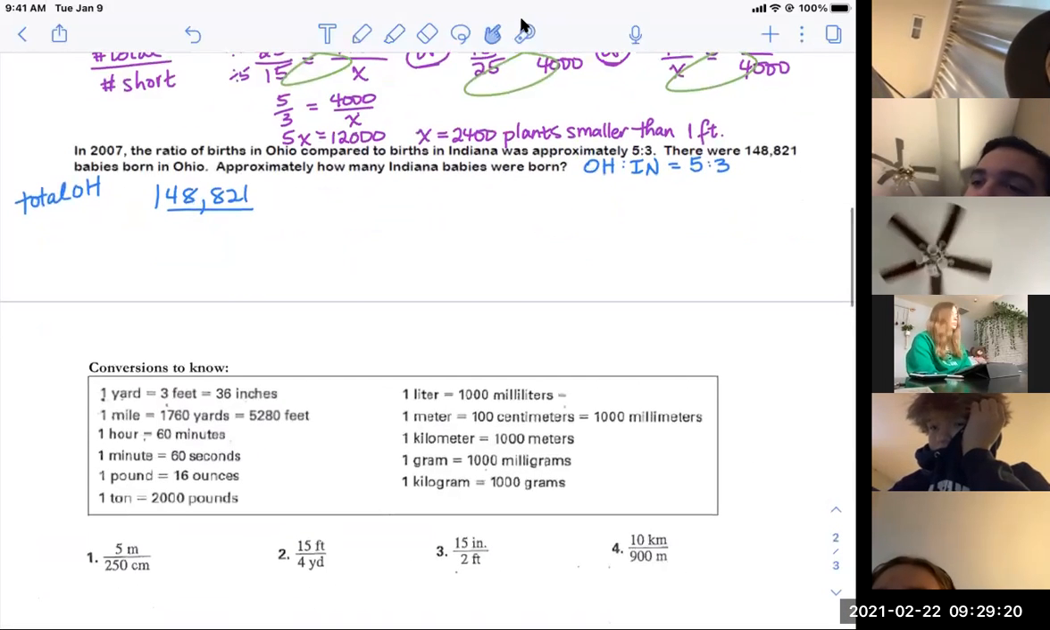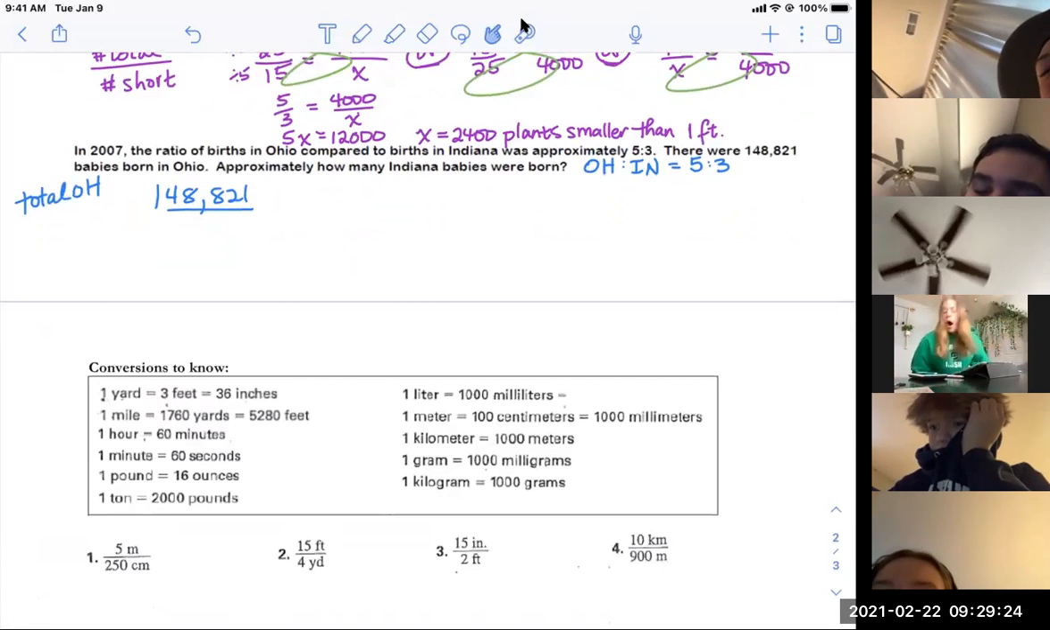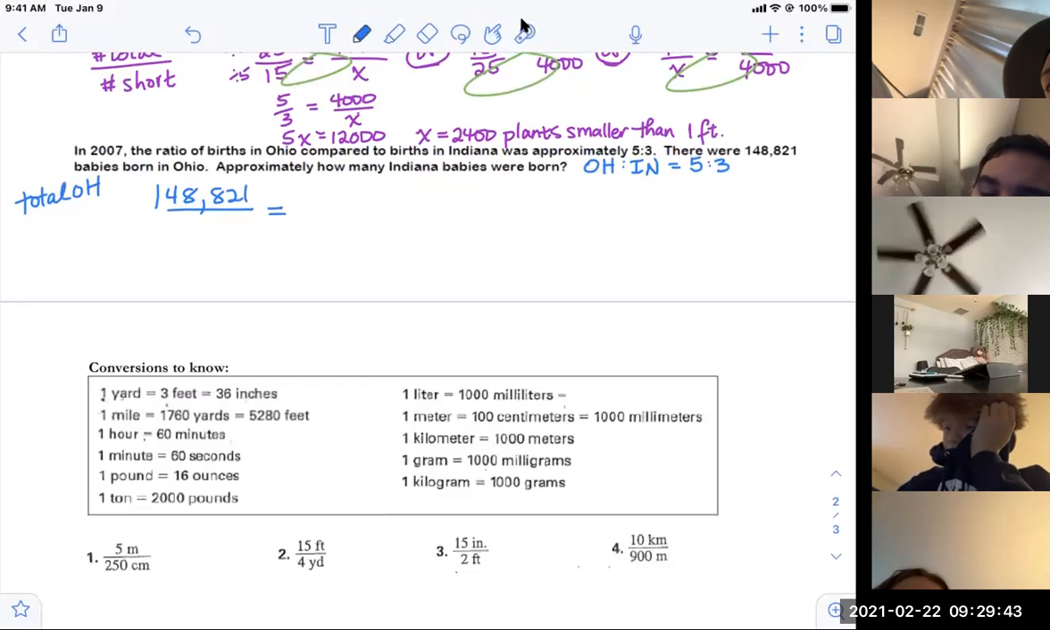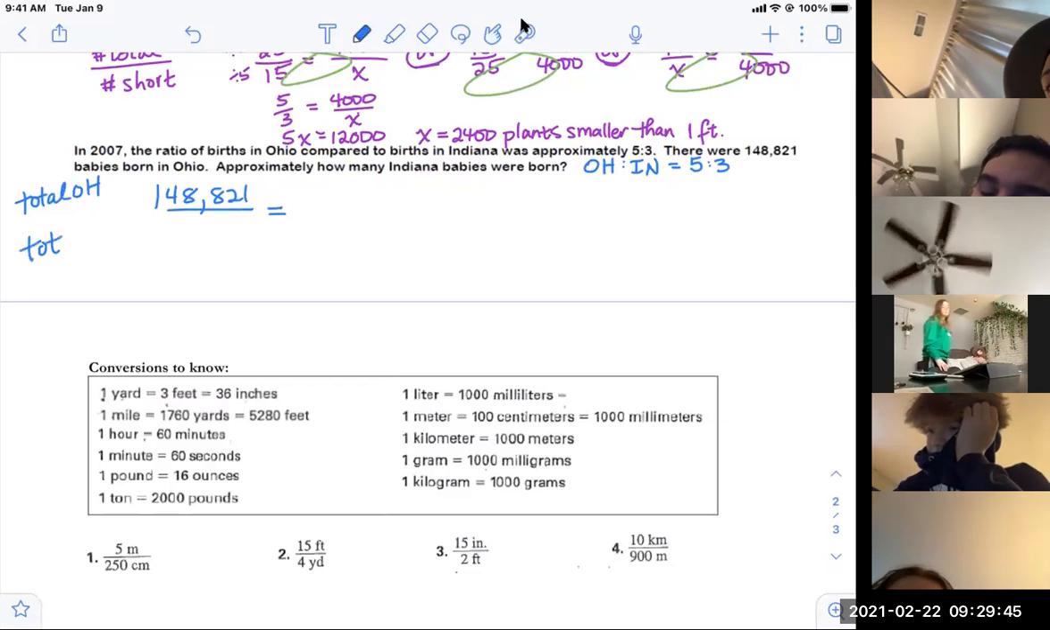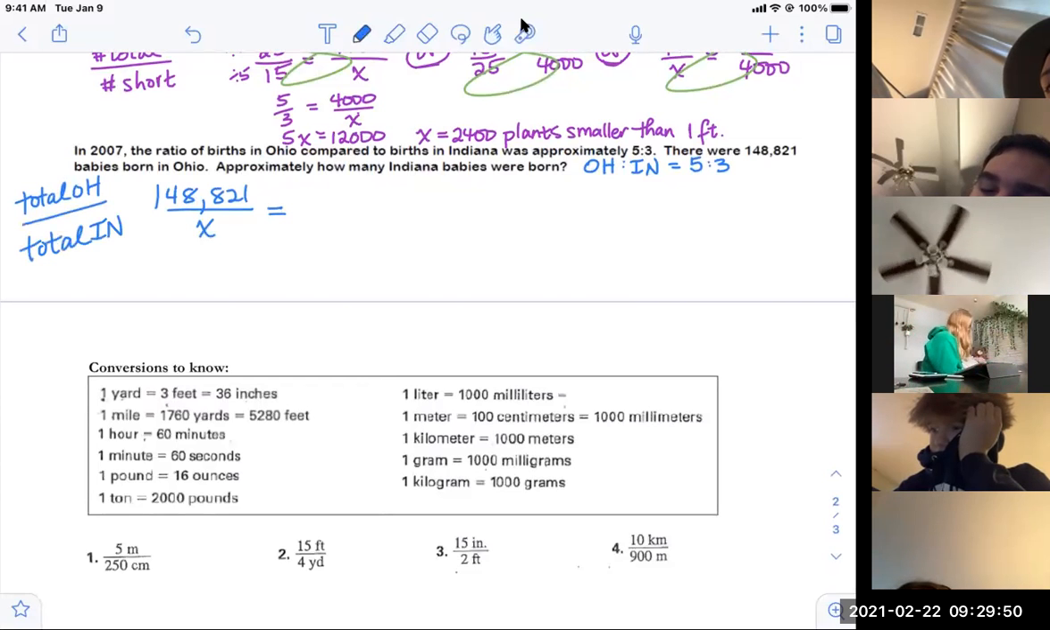Okay, you kind of have 2 options. You can either do total in Ohio to total in Indiana, or you can compare total in Indiana to the ratio, or sorry, total in Ohio to the ratio number for Ohio. So you wouldn't be using 3, you'd be using what? X. So that's asking how many Indiana babies there were. So you could do total Ohio over the total in Indiana, and that's what you're solving for.